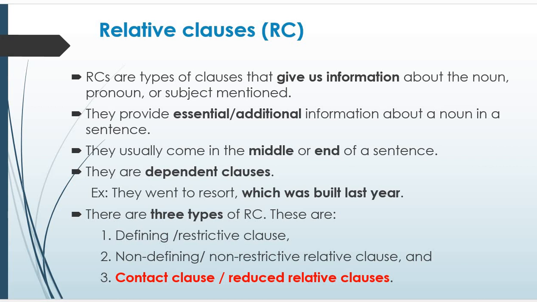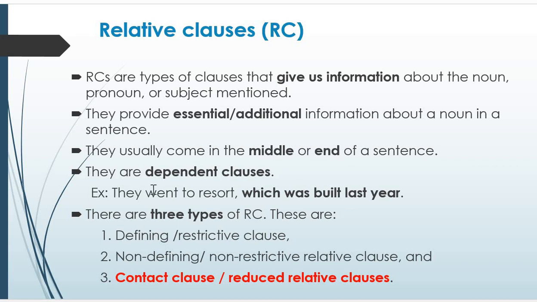For example here, they went to the resort which was built last year. Which was built last year is a relative clause. It gives information about the noun resort. It gives additional information about the noun resort. In this case, it comes at the end of the sentence, as you have seen here.